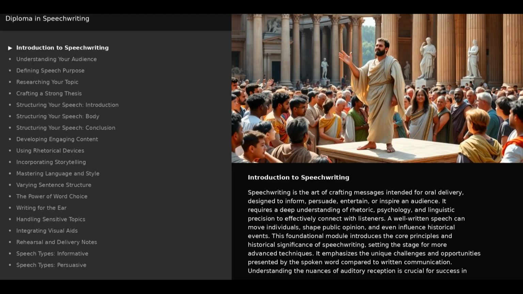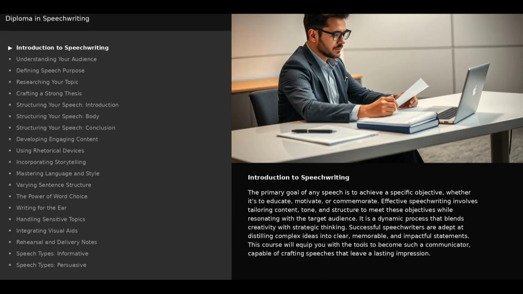It emphasizes the unique challenges and opportunities presented by the spoken word compared to written communication. Understanding the nuances of auditory reception is crucial for success in this field. The primary goal of any speech is to achieve a specific objective, whether it's to educate, motivate, or commemorate. Effective speechwriting involves tailoring content, tone, and structure to meet these objectives while resonating with the target audience. It is a dynamic process that blends creativity with strategic thinking.